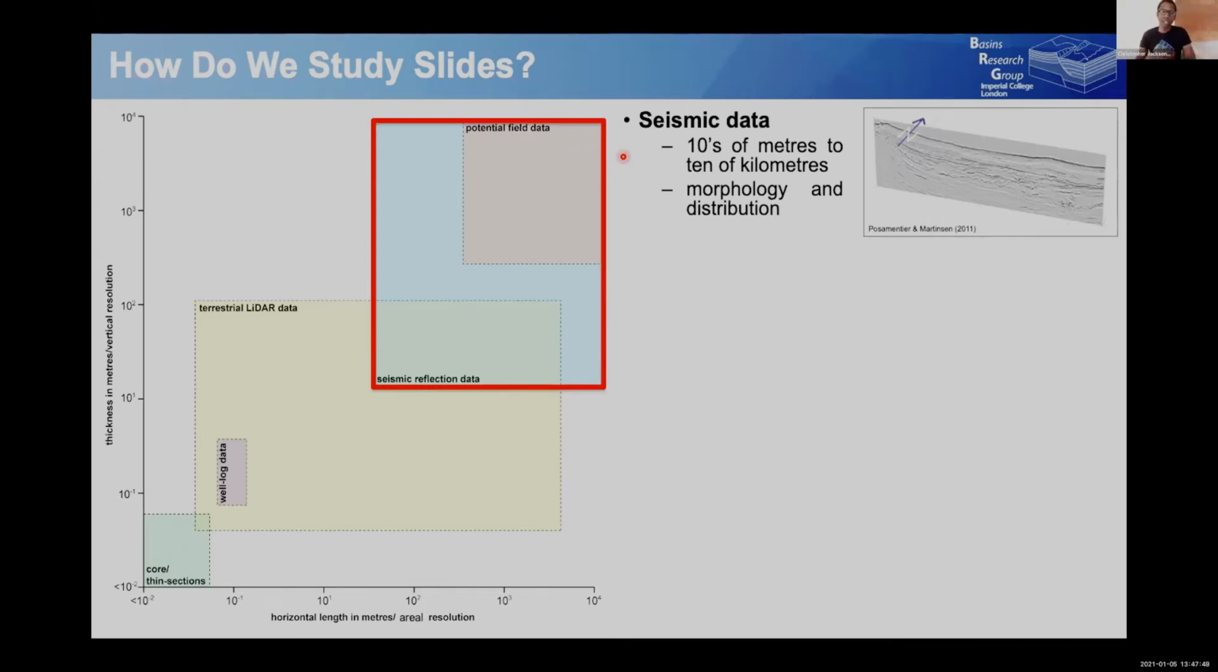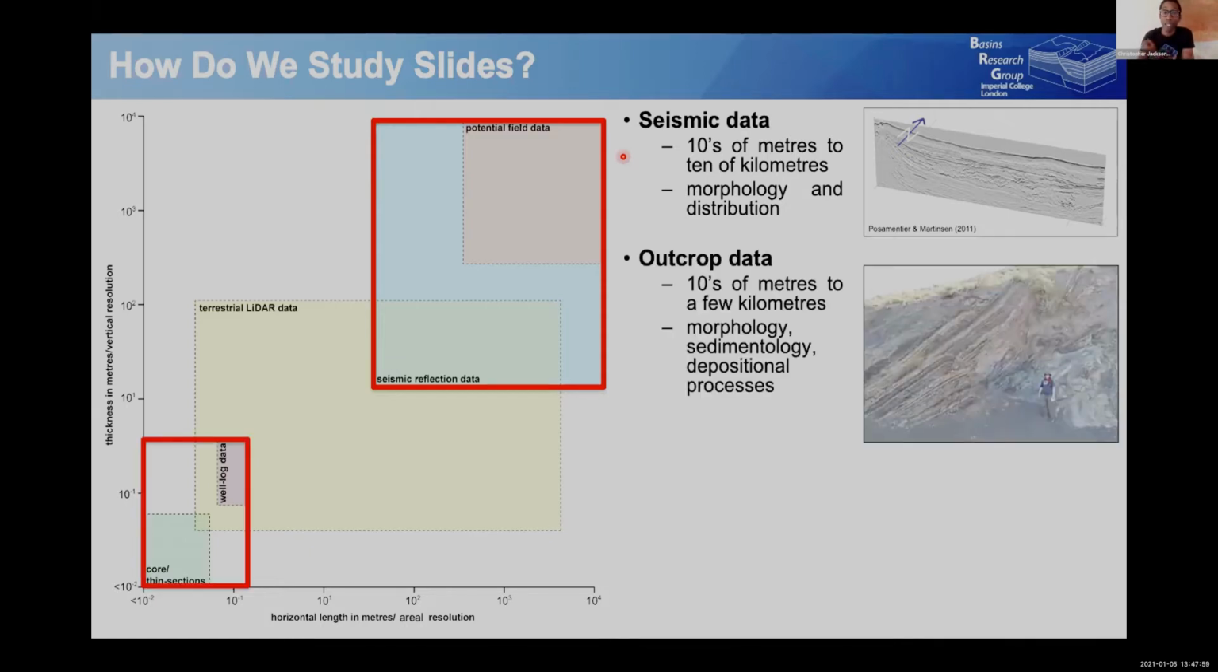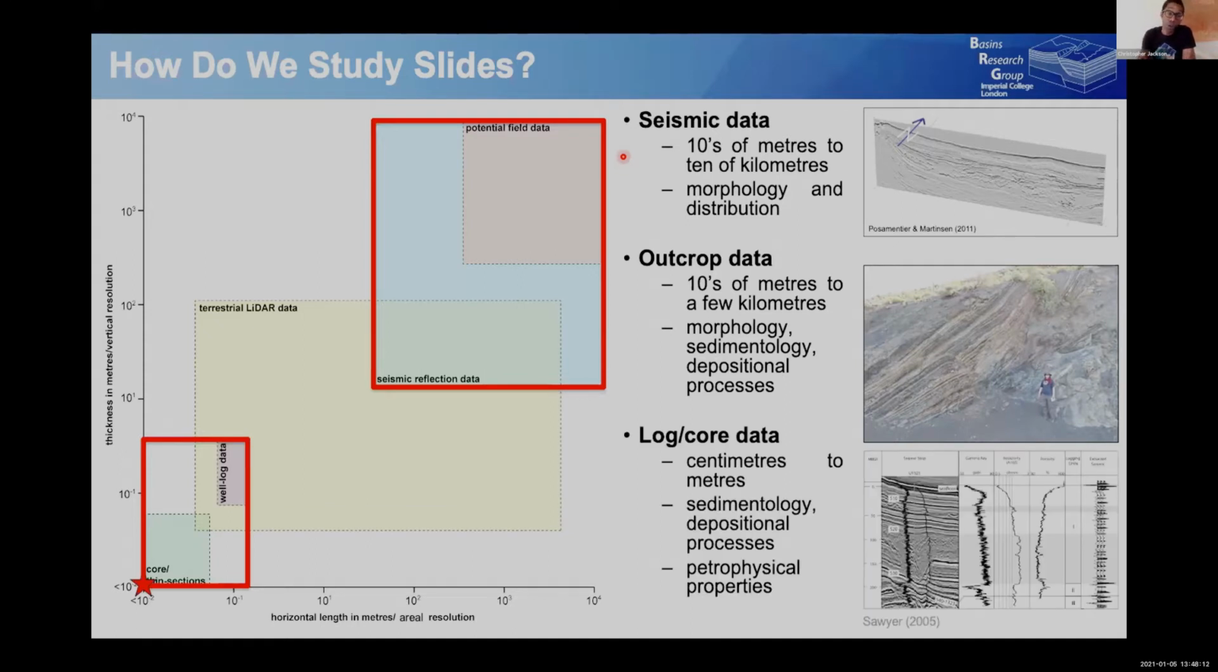You know, seismic data allows us to look at things on the regional scale. We get out the big morphology and distribution of these bodies and their stratigraphic occurrence through very thick successions of strata in sedimentary basins. Outcrops are good because they allow us to zoom in to tens of meters to a few kilometers in scale and really get our hands on the sedimentology and the depositional processes occurring within these deposit types. And then if we go to core and log data, we go down to the smallest scale, just here where there's a star in the bottom left of the graph. And you can see here, using these petrophysical data, these well logs, we can get to the petrophysical properties as well as the lithology and the depositional processes.